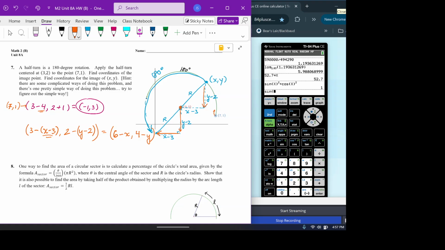So if we check, what does (7, 1) turn into? If I plug in 7 and 1 for x and y, then it would be 6 minus 7 and 4 minus 1, and we get (-1, 3), which is correct. That's what we got before. So that's a way of checking to see if our formula is on the right track, which it is. One way you can write this is (x, y) turns into the point (6 minus x, 4 minus y). That's one way of representing that spin of 180 degrees around that point.